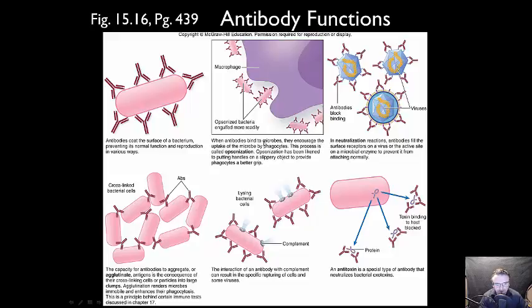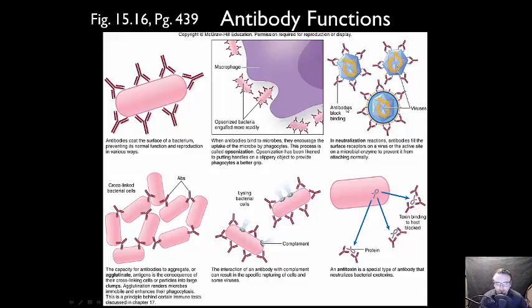So this, as it says here, they encourage the uptake of the microbe by phagocytosis, like putting handles on a slippery object to provide phagocytes a better grip. So by tagging them, they essentially get phagocytized more effectively and more readily. So it really just increases that process that's already happening anyway. And it's one of the ways, if you remember from chapter 14, it talked about the immune system being redundant, having lots of extra features that maybe aren't totally necessary, but make everything work more effectively. And this is one of those. So it makes that more effective.